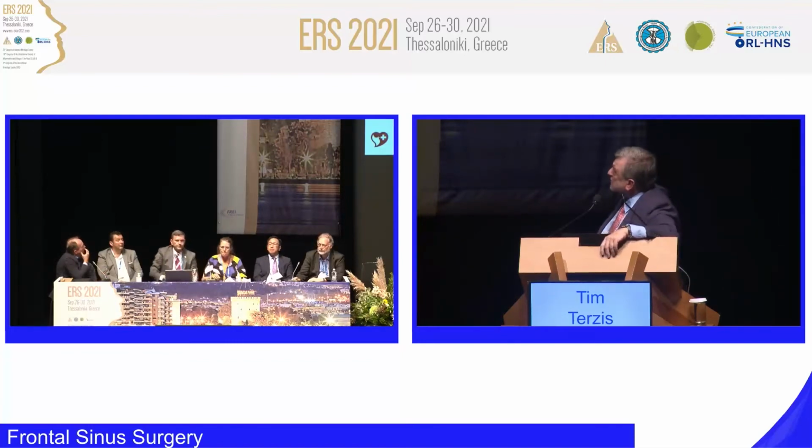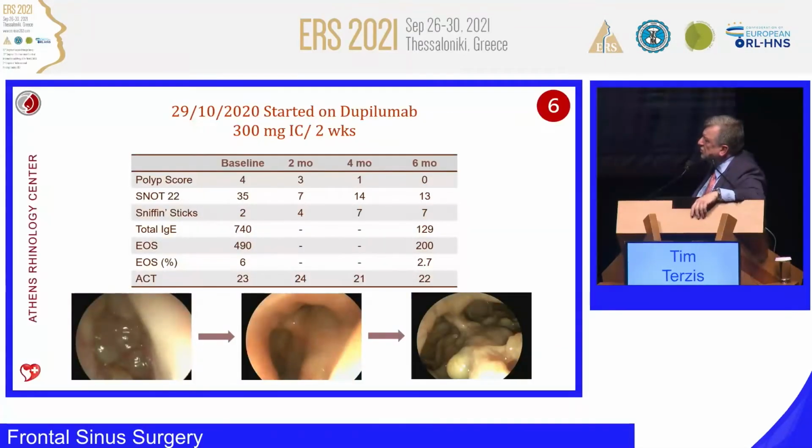Okay, so this was our first patient on dupilumab. Started in October last year. He had a very impressive course, and you can see the pictures.